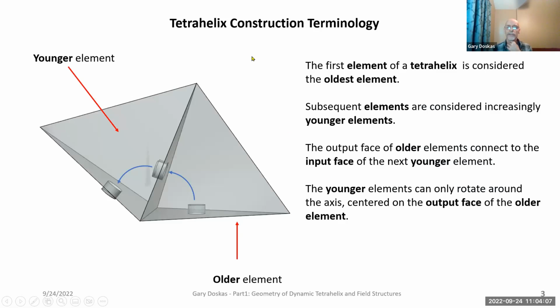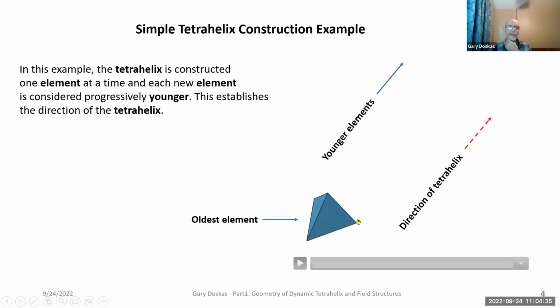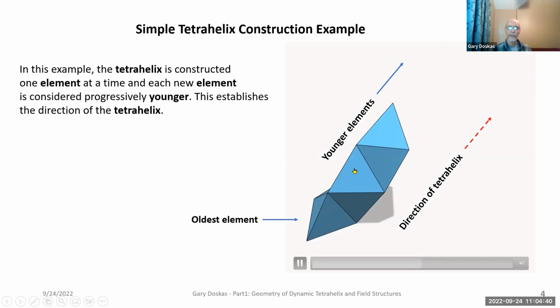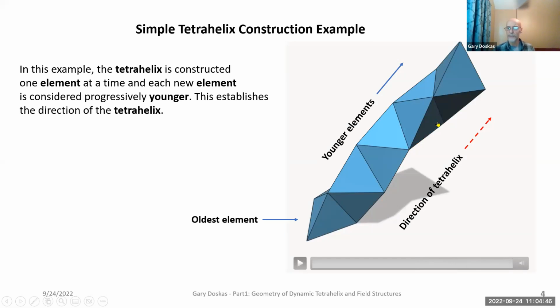So let's go through some of the construction terminology. The first element of the tetrahelix is considered the oldest element, and then subsequent elements are considered increasingly younger elements. The output face of the older element connects to the input face of the next younger element. And the younger elements can only rotate around the axis centered on the output face of the older element. So this is just a simple example of building a tetrahelix constructed one element at a time, and each element is considered progressively younger and establishes the direction of the tetrahelix.